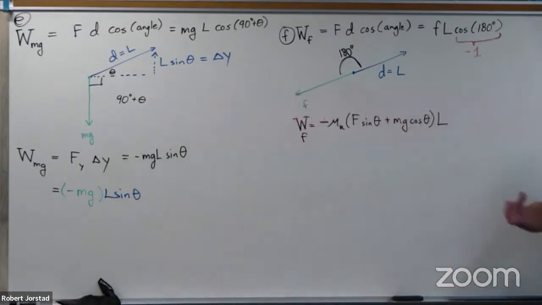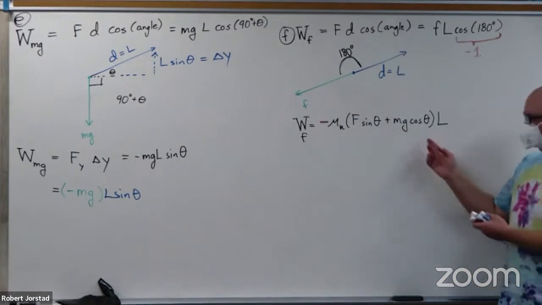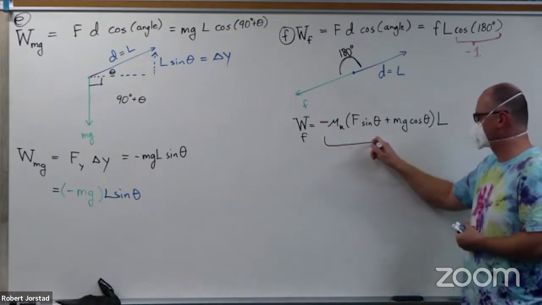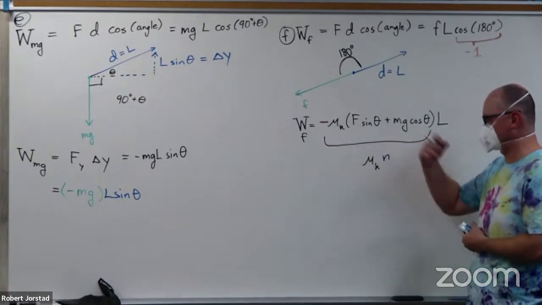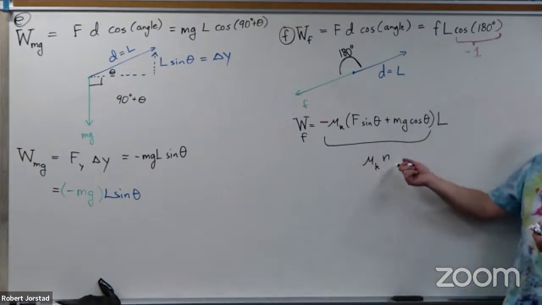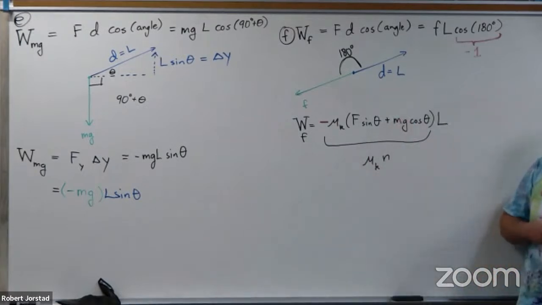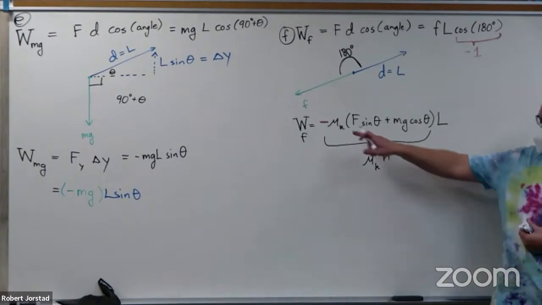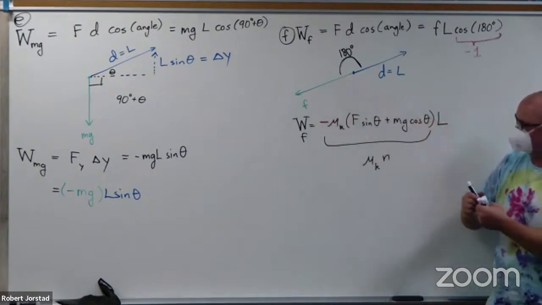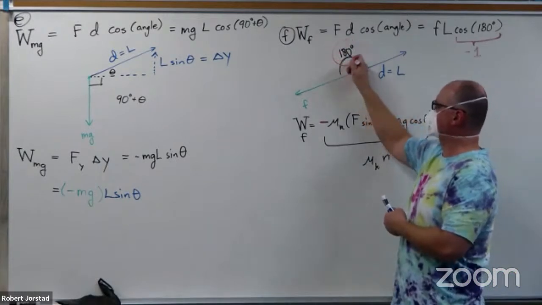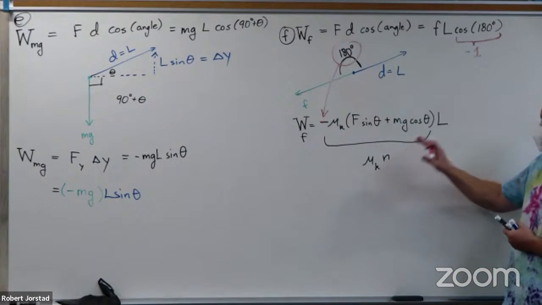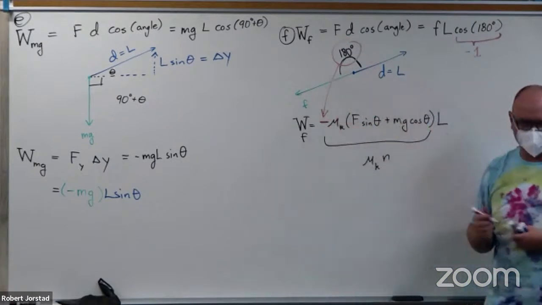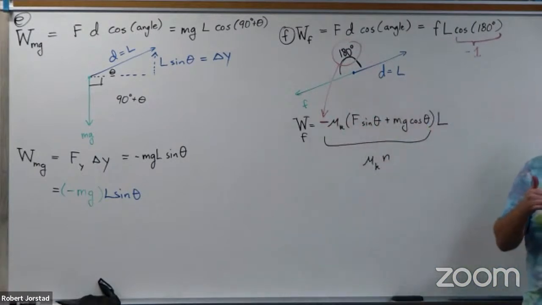Is everybody okay with that? That's the work done by friction. I just took this, which is mu kinetic times the normal force from our free body diagram. You look back at the free body diagram, that's where that came from. The minus sign came from the picture. This minus sign came from the 180 degrees. So this is the magnitude of the force, the distance. The minus came from the 180. Okay.